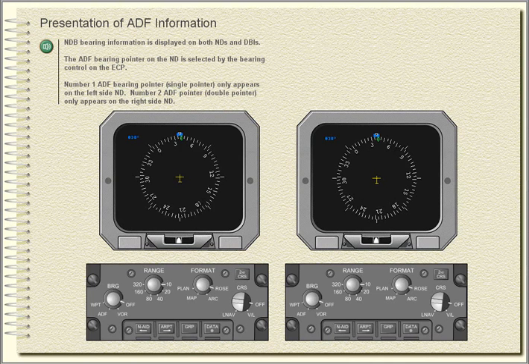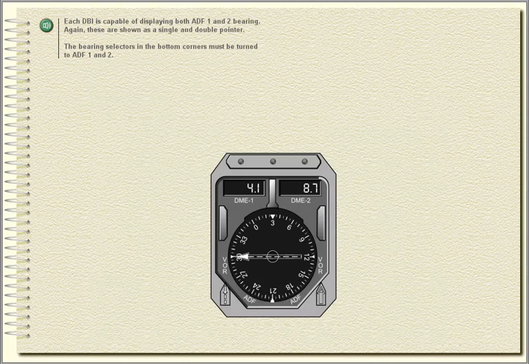Presentation of ADF information. NDB bearing information is displayed on both NDs and DBIs. The ADF bearing pointer on the ND is selected by the bearing control on the ECP. Number 1 ADF bearing pointer, single pointer, only appears on the left side ND. Number 2 ADF pointer, double pointer, only appears on the right side ND.